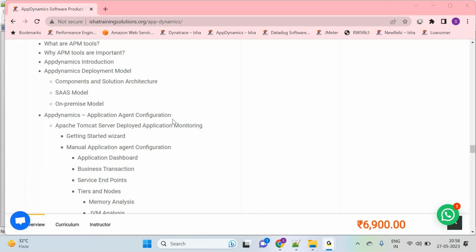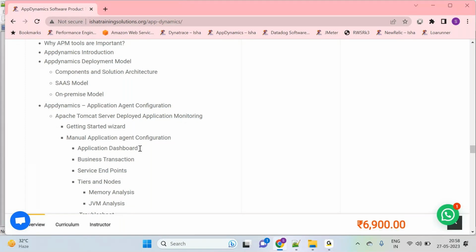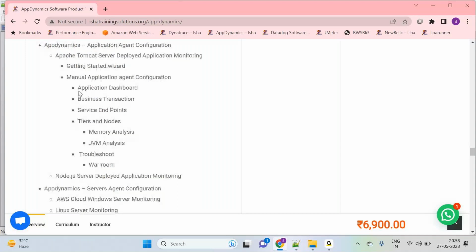Once the data is received, we are going to do the application dashboard analysis, business transaction level analysis, service endpoint level analysis, tiers and nodes, memory analysis, how we do JVM analysis, and then what a war room means. Like that, we are going to explain everything.